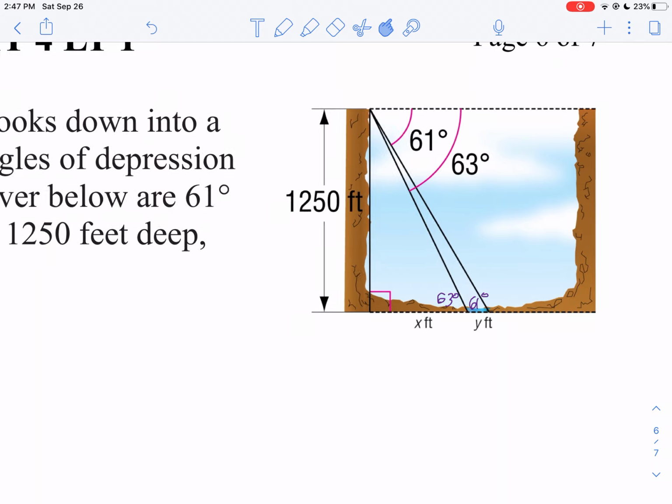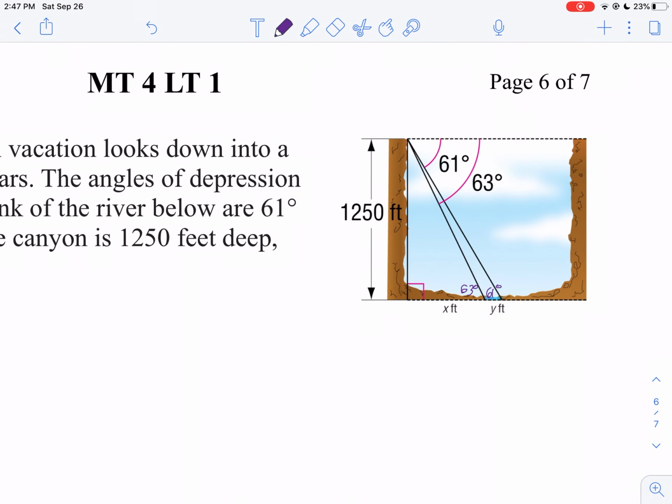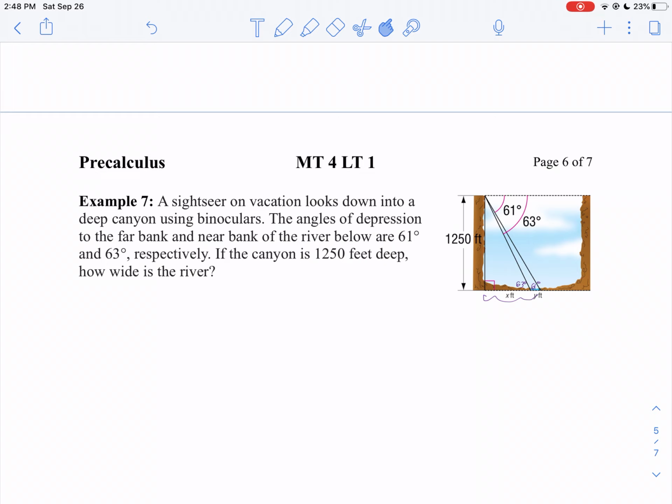So what we're going to do is we're going to have two triangles here. First we're going to find the entire length, and then we'll find x, and then we'll subtract them to find y. So once again, this time we know the opposite is 1250. And I'm not interested in the hypotenuse. I'm looking at the horizontal distance, so I'm going to use tangent.